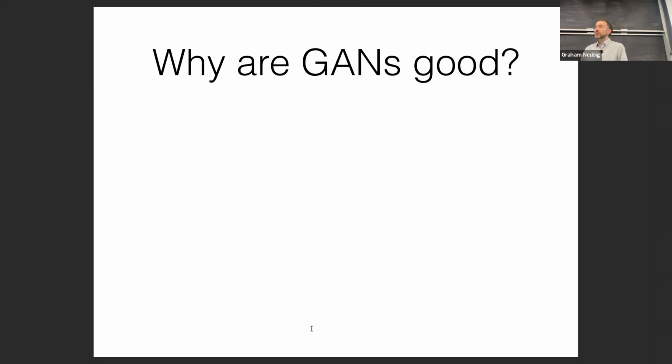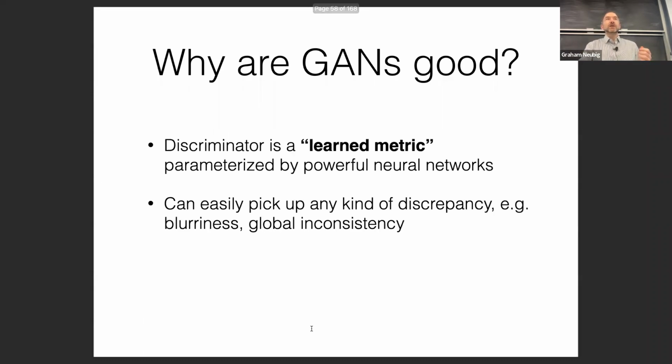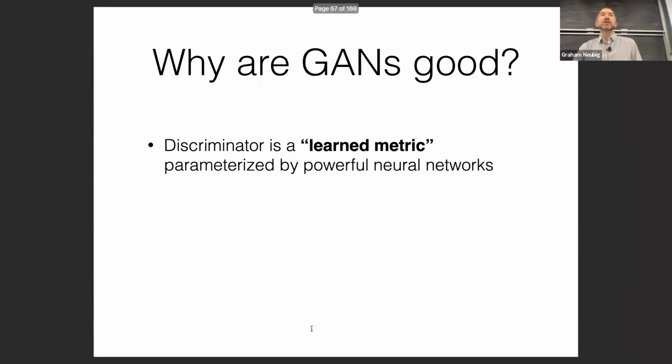Okay. So why would we want to do this instead of just training a likelihood-based model? So basically, one reason why is that the discriminator can easily pick up on any kind of discrepancy, including things that are kind of on a more global level. It can easily point out obvious differences between the real output and fake output. And another reason why it's good is actually if you do backprop all the way into the actual outputs of the model, the generator now has fine-grained gradient signals to inform it of what and how to improve.